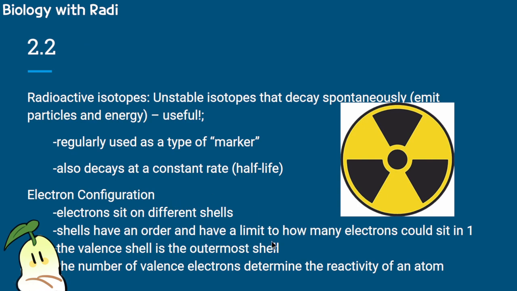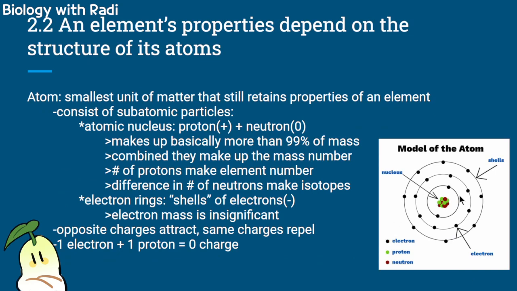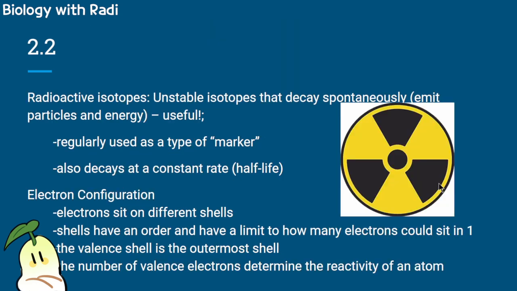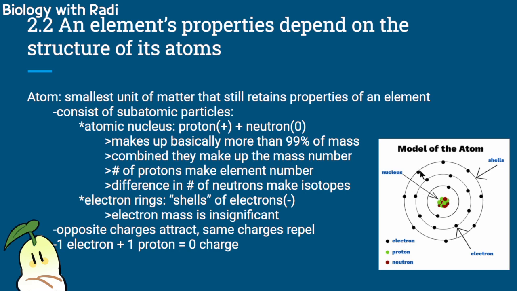They also have a limit to how many electrons can sit in one shell. The first shell, the innermost shell, is an exception, where the max limit is 2, and afterwards, each shell's limit is 8 electrons. And then next, the valence shell is the outermost shell.